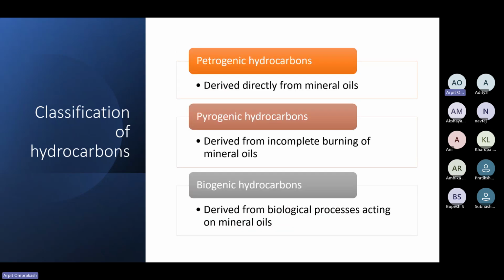Okay. Hydrocarbons can also be classified based on their origins. Petrogenic hydrocarbons are derived directly from mineral oils. Pyrogenic hydrocarbons are derived from incomplete burning of mineral oil. If you burn mineral oil, but there's still some residue left, that will mostly consist of pyrogenic hydrocarbons. And biogenic hydrocarbons are derived from biological processes that act on mineral oils, such as microbes acting on these oils.